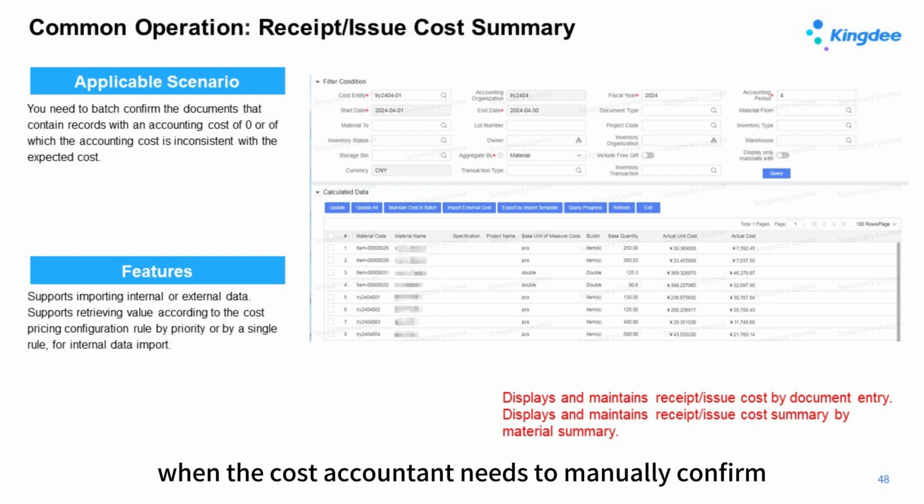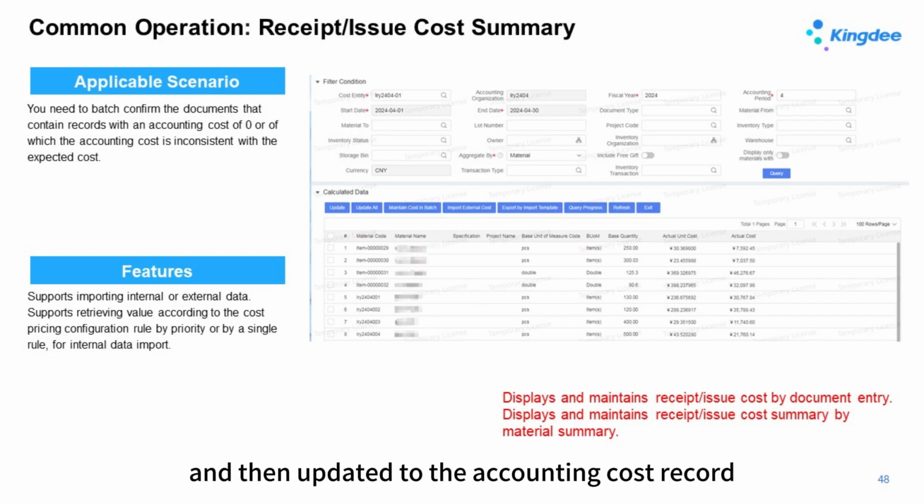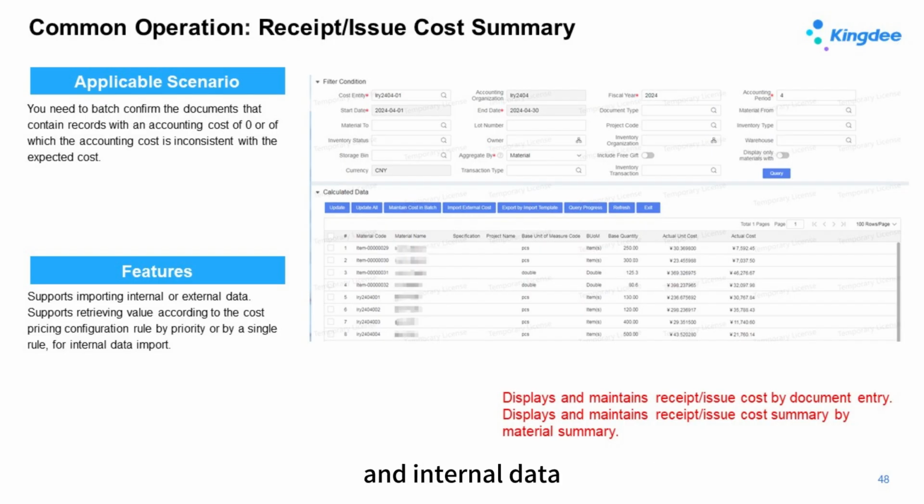When the cost accountant needs to manually confirm the receipt or issue cost, the cost can be maintained by material summary and then updated to the accounting cost record. The system supports importing both external and internal data. When internal data is imported, the system supports retrieving values according to the pricing rules of the accounting document, and it supports priority-based retrieval or retrieval based on a single rule.